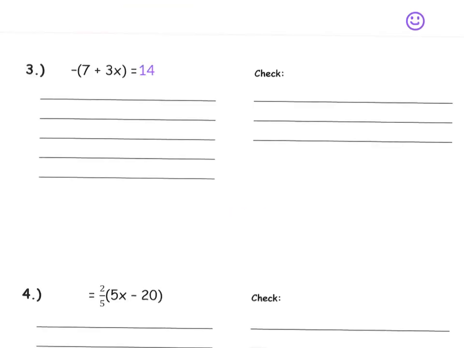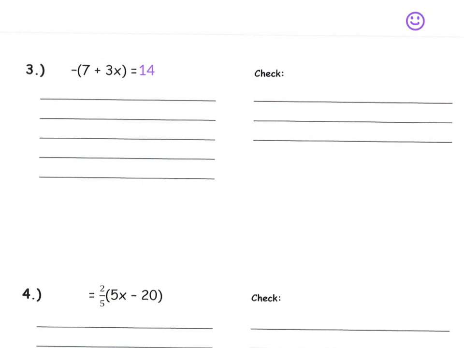Okay, so for this question, we're just missing the 14. That's the rest of the problem. I just want you to add in, so it's negative, and then in parentheses, the 7 plus 3x, close your parentheses, equals 14. Okay, so if we follow our steps, the first thing we need to do is, we have parentheses, so I need to distribute.